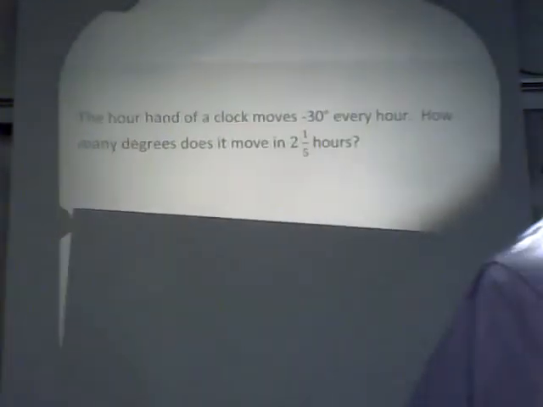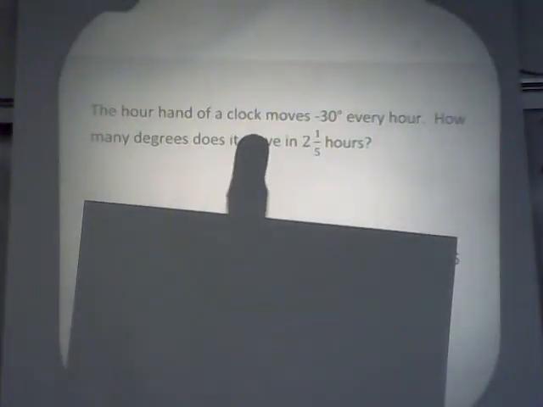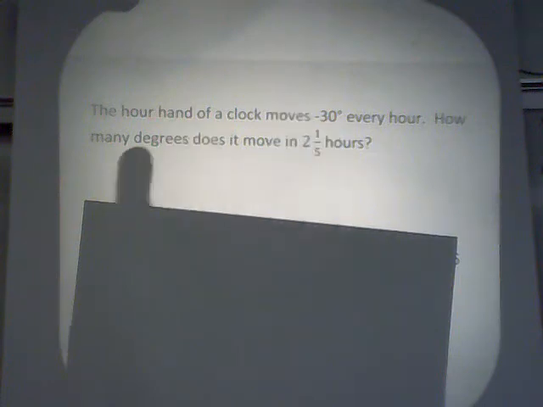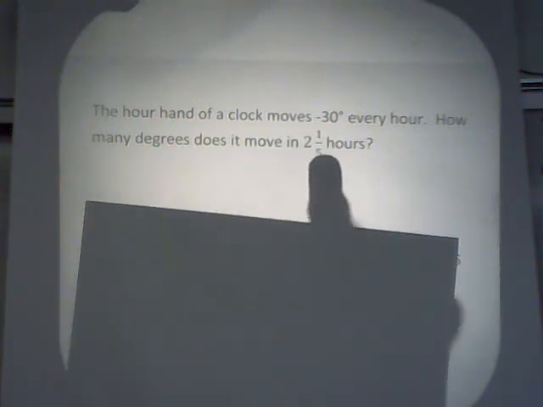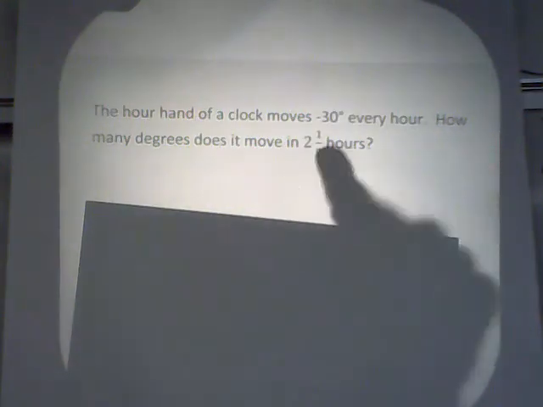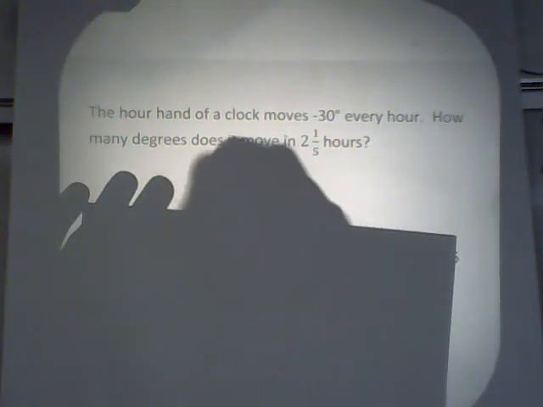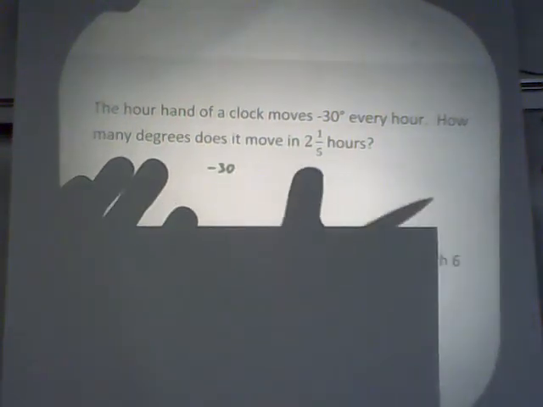Here's one. It says the hour hand of a clock moves negative 30 degrees every hour. How many degrees does it move in 2 1/5 hours? What do you think I'm going to do with these two numbers? If this is 1 hour and this is 2 1/5 hours, how am I going to actually solve those? So this is 1 hour, but I want to know what it is in 2 1/5 hours.